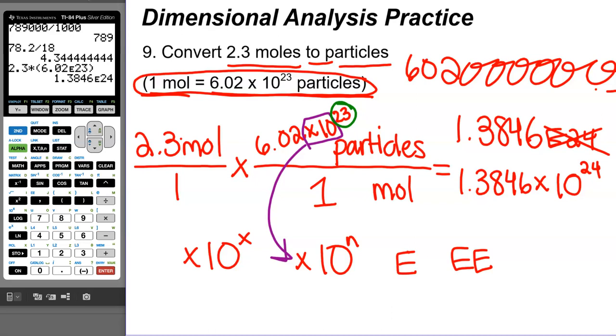So now we have our answer written out, and we just need to figure out our units. We have moles in the numerator, moles in the denominator, so those are going to cancel out. And our unit is particles. So, particles.